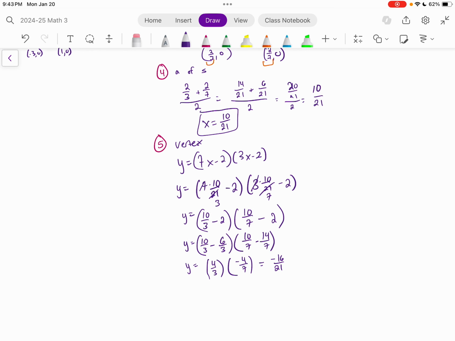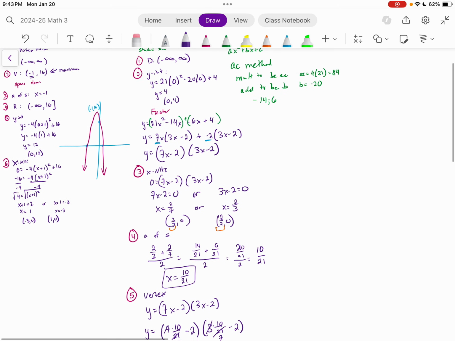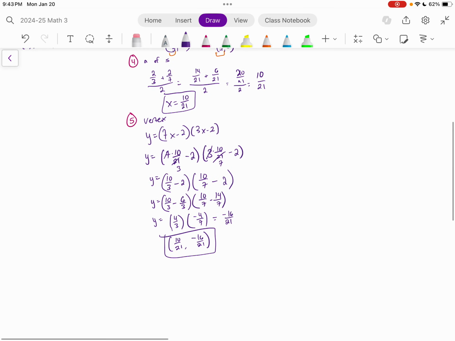So I love all this algebra we're having to do. My vertex is 10 over 21, comma, negative 16 over 21. That's good. Okay? And then lastly, we knew this parabola opened up because of that positive 21 in front. So my range has just got to be going up from this y coordinate, right? It's a 2 right there.